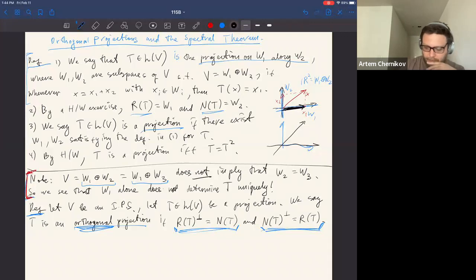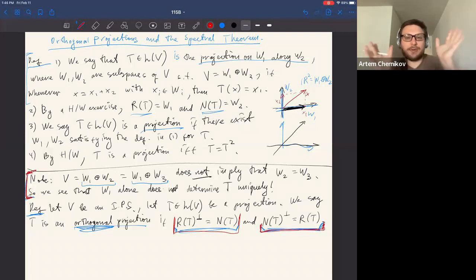Okay. All right. So far it's just a definition. We'll see many nice properties and observations about it in a minute. But for now, just go with me for a minute. So again, a projection is orthogonal if we have these two conditions. The orthogonal complement of the range space is the null space and vice versa. So basically we are saying that the range space and the null space are orthogonal for this map.